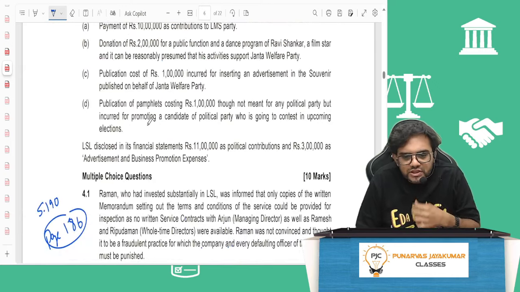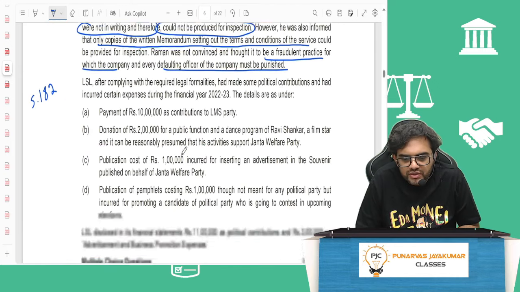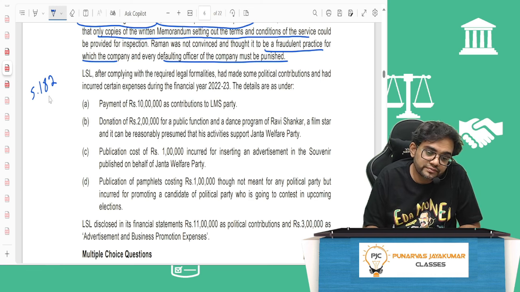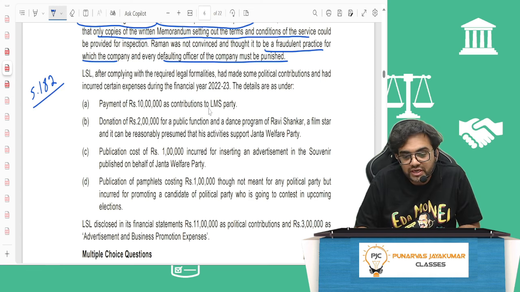Then they have asked one question about political contribution. Here only it is. They have given all the details. LSL, after complying with the required legal formalities, had made some political contribution. That's section 182. Donation to LMS party. Donation of 2 lakh for a public function dance program.